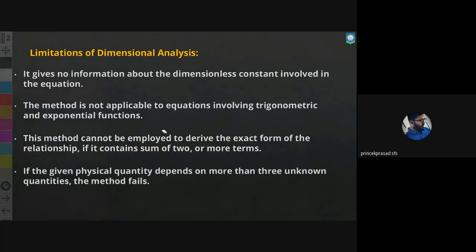And the final one: if a quantity depends on more than 3 unknowns, again, this method will fail. So at maximum you can have A equal to X, Y, Z. If there are more values, B, C, D, you cannot find the relation because the number of equations will increase. When you have an equation of 3 variables, there should be at least 1 unknown, 2 unknown, then only you can find those values. If the number of unknowns increases, I cannot find it. Note down the limitations of dimensional analysis. So we have completed the chapter.